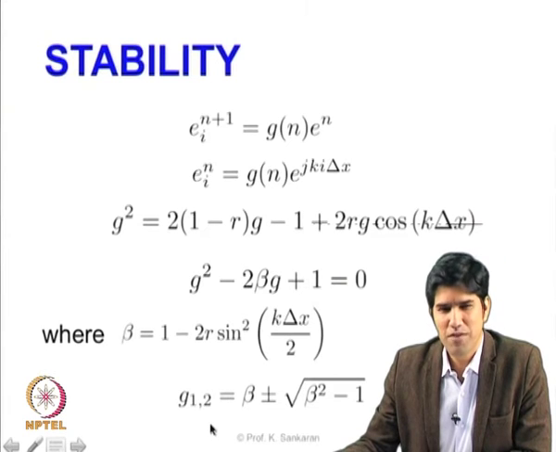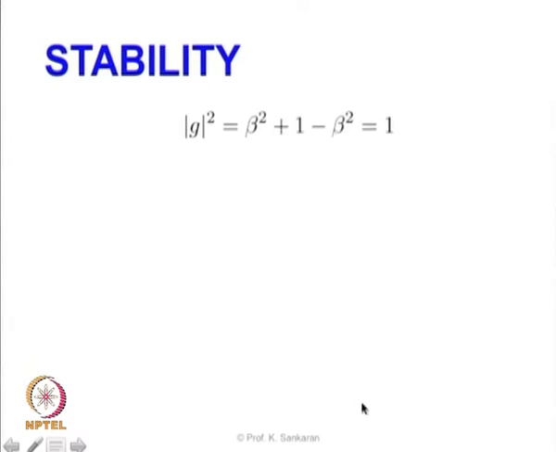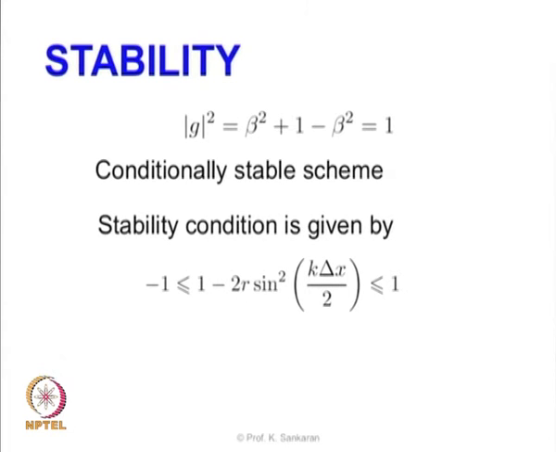So if you see the slide, for the scheme we are using now, the amplification factor g has two values since it is quadratic. So we have beta plus or minus square root of beta square minus 1, and for its magnitude to be equal to 1, the scheme is said to be conditionally stable, and we have a stability condition given by the expression that the value of beta, which is 1 minus 2r sine square k delta x by 2, should be within the bound of minus 1 and plus 1.